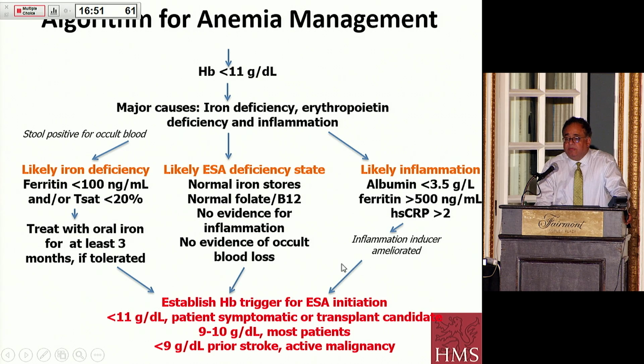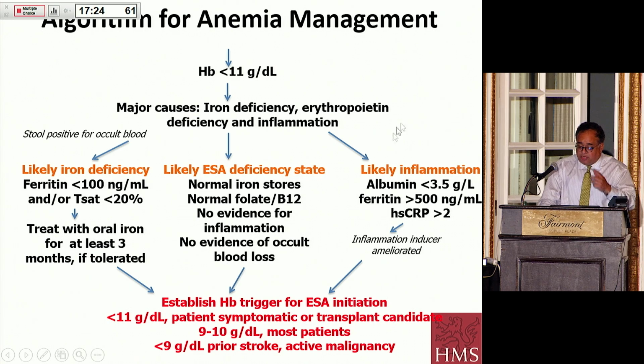If I see somebody with a hemoglobin of 11 or less, I look for causes for their anemia in these patients with kidney disease. And usually it sits in one of these three, but usually a combination of these three: iron deficiency, erythropoietin deficiency, and/or inflammation. Those are the three things that are usually going on that are causing this patient's anemia. So what I do first is I try to figure out which bucket they are in. Is it likely iron deficiency, likely ESA deficiency, or is it likely to be due to inflammation?